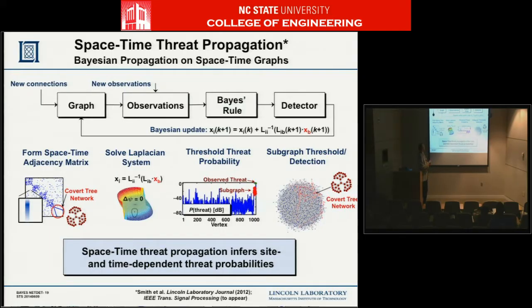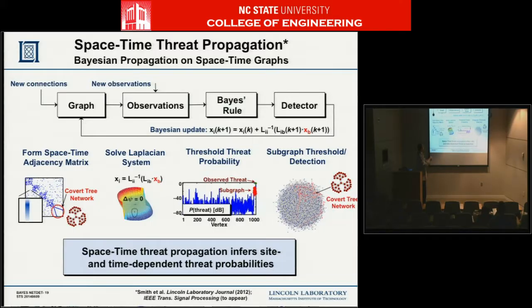And so that gives you this algorithm, which is, I'll talk about why space-time in a second, but that gets into this, not just this place, but this place and this time. But it's really, abstractly, a graph, whether it's a graph or a space-time graph. So you have this graph of connections, you've got some observations, you apply Bayes' rule, and you've got a detector. And so you compute the solution, these threat probabilities, and then you threshold.